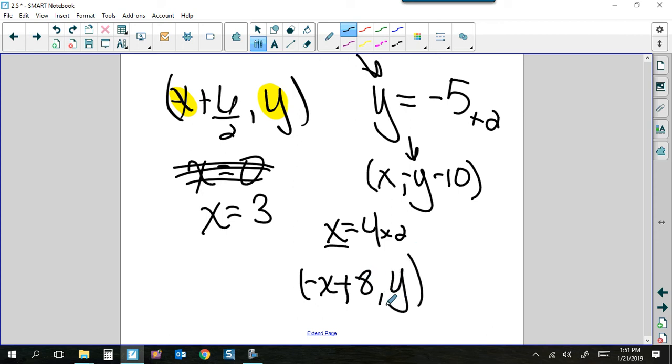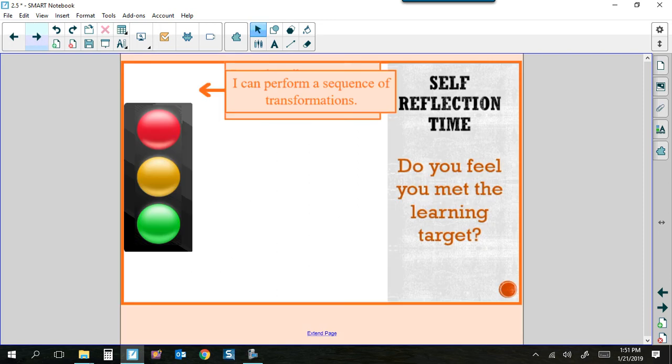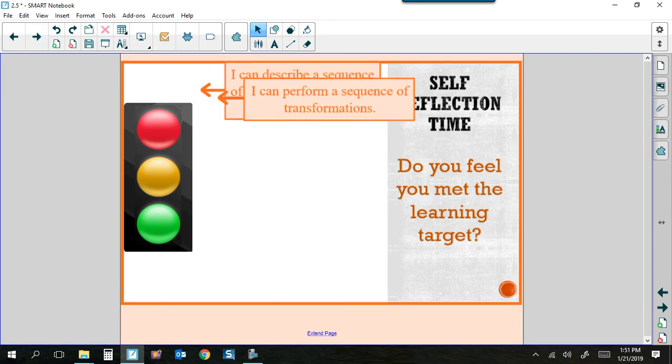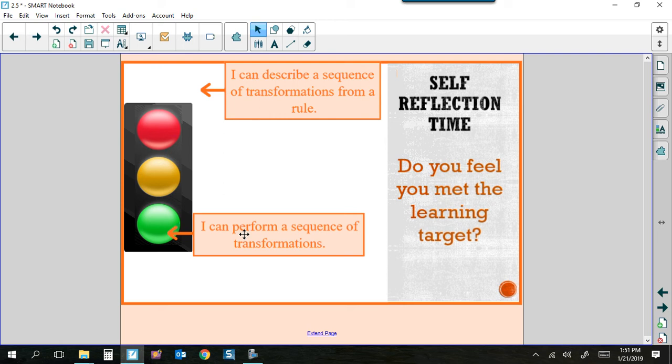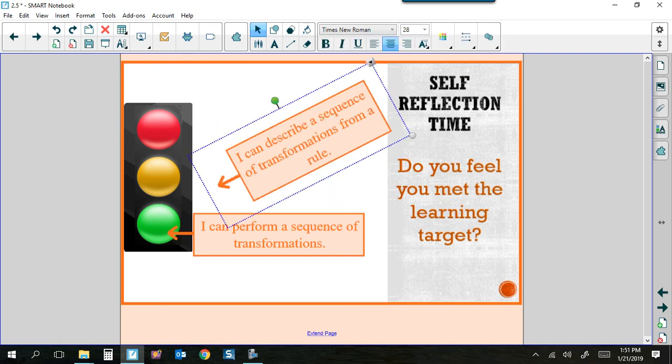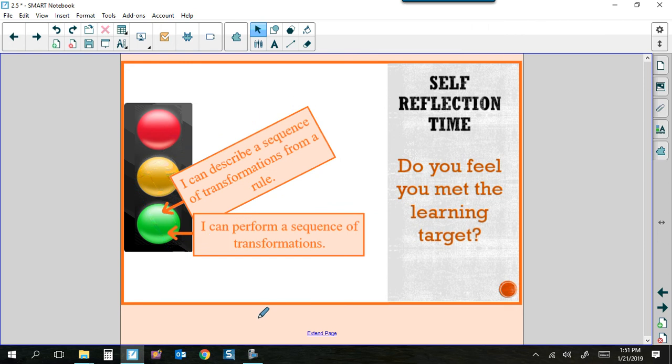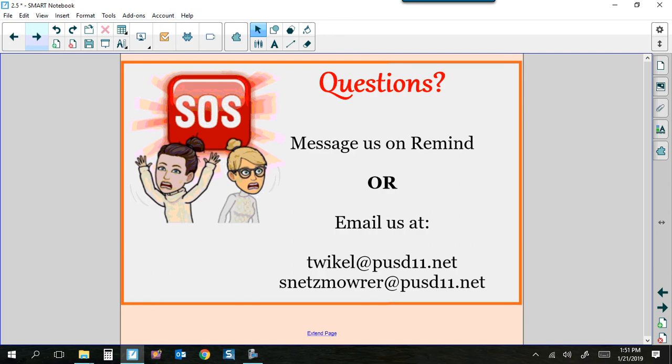Very cool. So that is the conclusion of this unit. Hopefully you feel like you can perform sequences of transformations and, of course, as always, describe the sequence of transformations given a rule. You will be asked, given a composite rule, what transformations are taking place. So it is important that you are able to dissect a rule and describe everything that is taking place. As always, if you have questions, please message us on Remind or email us, or contact your teacher if it is not one of us.